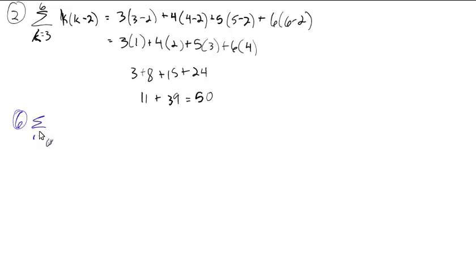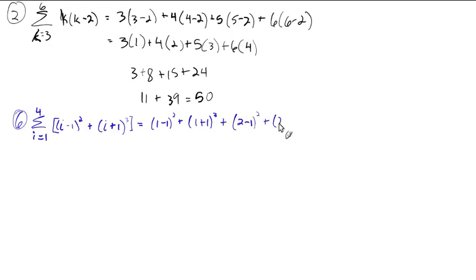Okay, first the basic way, the most basic understanding, and then the way using the formulas. So this is going to be i minus 1 squared plus i plus 1 to the third. First i is 1, so we have 1 minus 1 squared plus 1 plus 1 to the third. That's the first term, plus the second term. i is 2. Alright, now i is 3. Now i is 4.